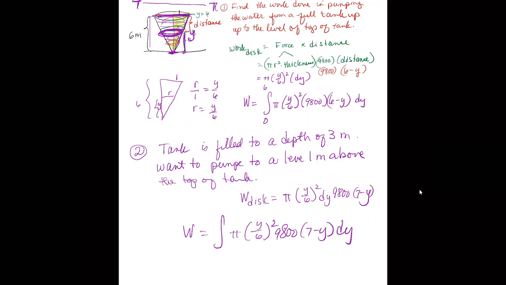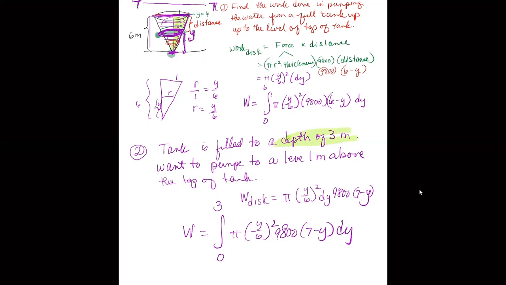But what will be our limits? Notice in this example, we're only filled to a depth of 3 meters. So the bottom disc is at y equals 0, and the top disc is at y equals 3. So we would add up from 0 to 3. The limits of integration come from the limits on the water in the tank. So it would be the starting limits of water in the tank if you're emptying it, and it would be the ending limits of water in the tank if you're filling it.